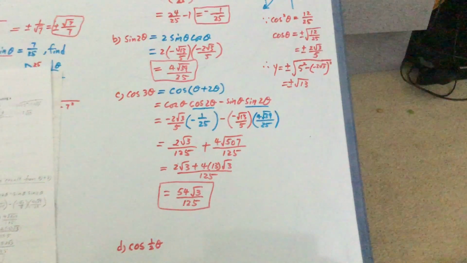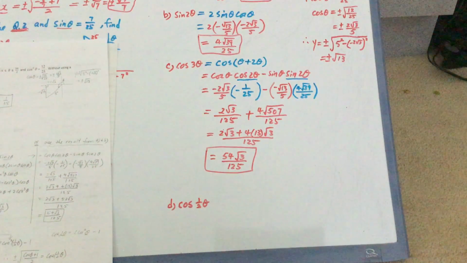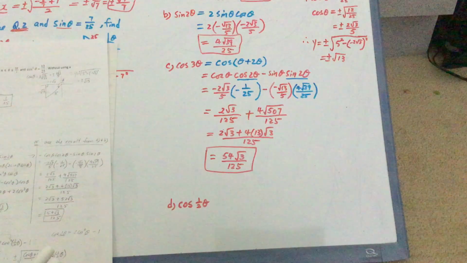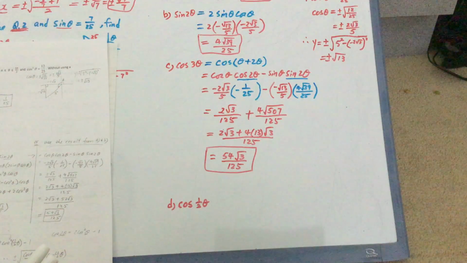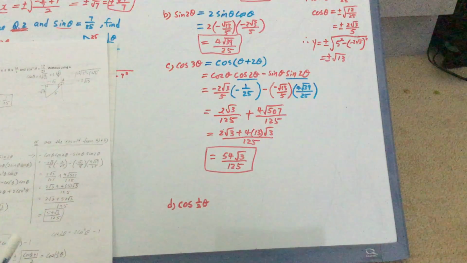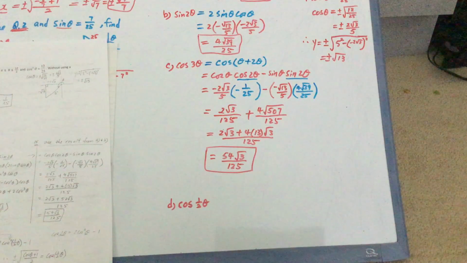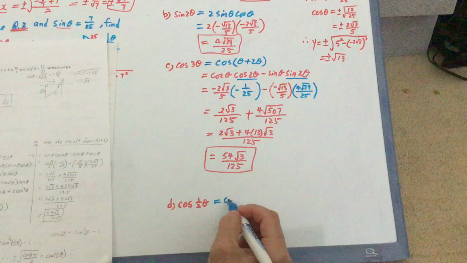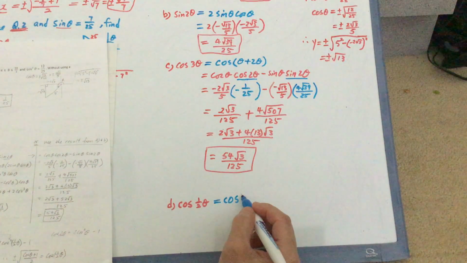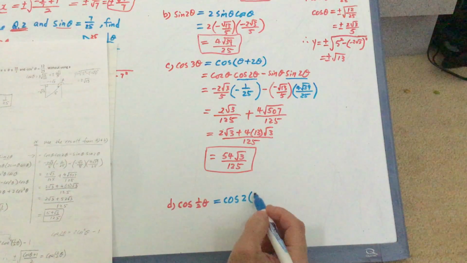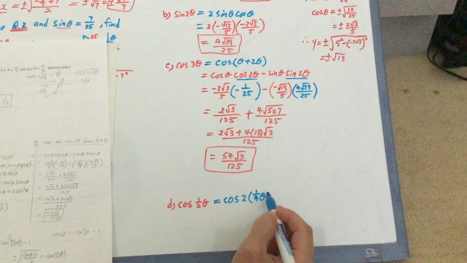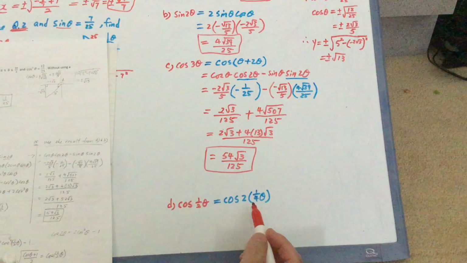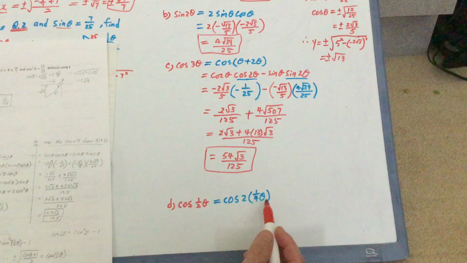Okay, now for part D, this one is a little bit tricky. Here we're looking for the cos of a half angle. And I don't have any information for the half angle, but I know that some of you might be thinking, oh, can I just make that into a double angle format, like 2 times the 1 over 4 theta? But the problem with this one is that I don't have any information on the quarter theta.